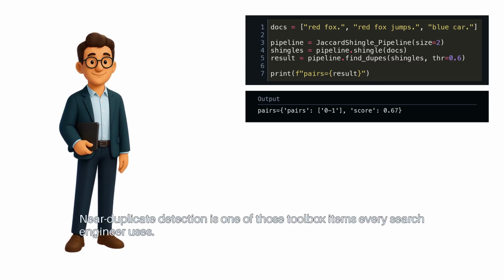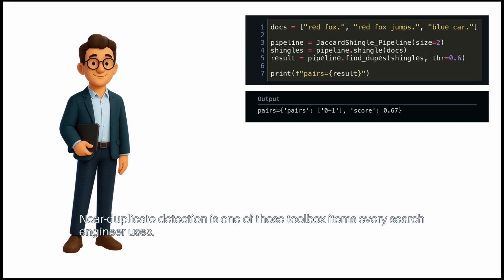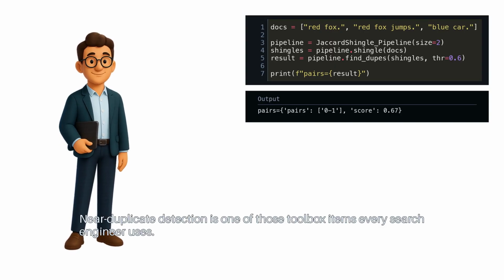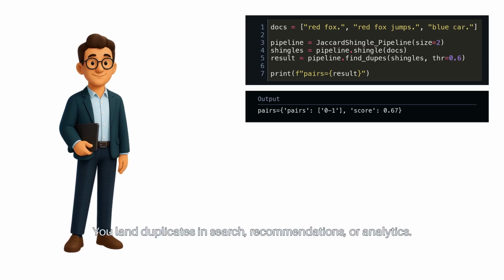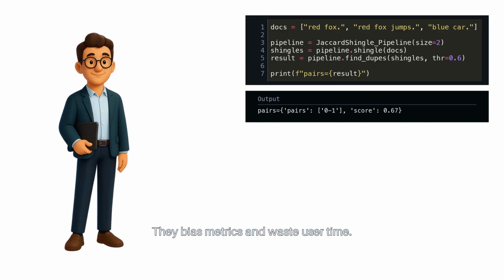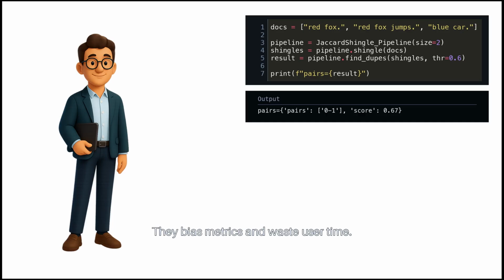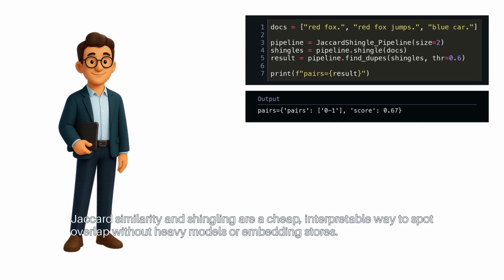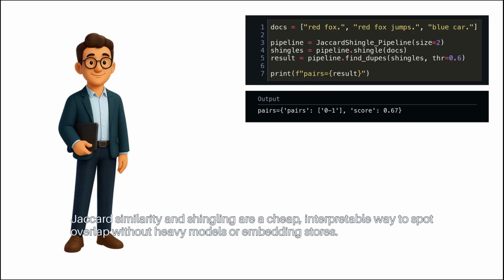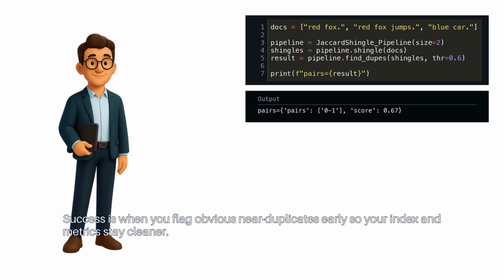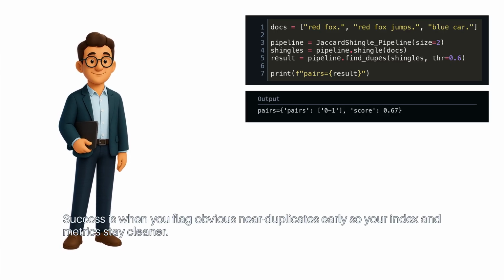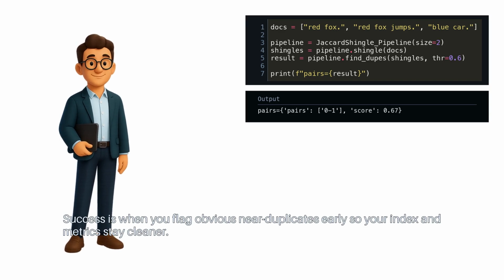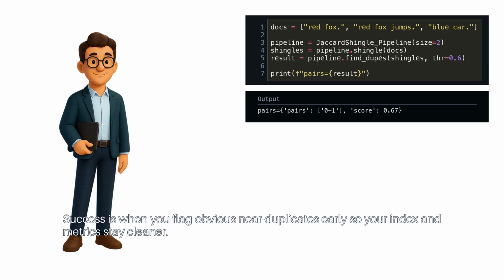Near duplicate detection is one of those toolbox items every search engineer uses. You land duplicates in search, recommendations, or analytics. They bias metrics and waste user time. Jaccard similarity and shingling are a cheap, interpretable way to spot overlap without heavy models or embedding stores. Success is when you flag obvious near duplicates early, so your index and metrics stay cleaner.